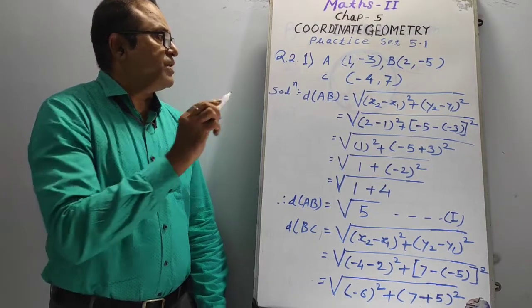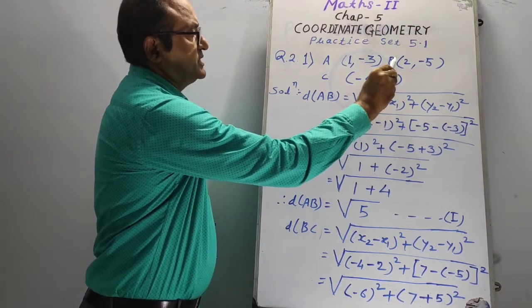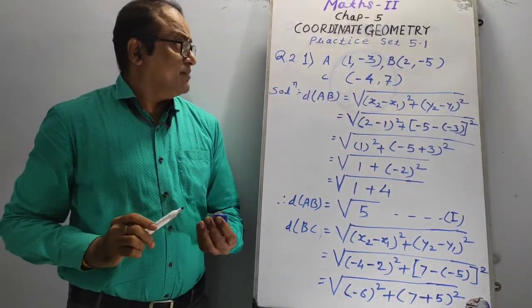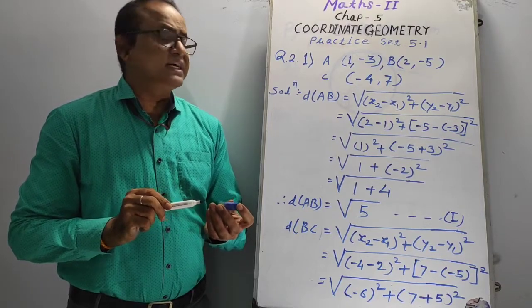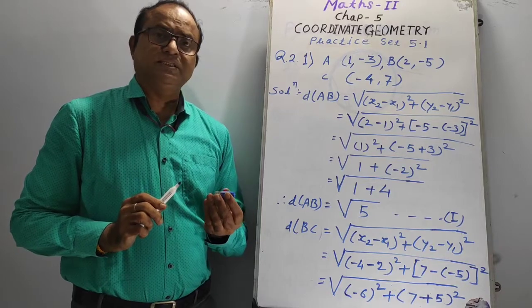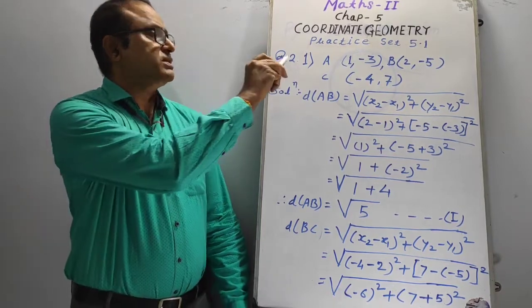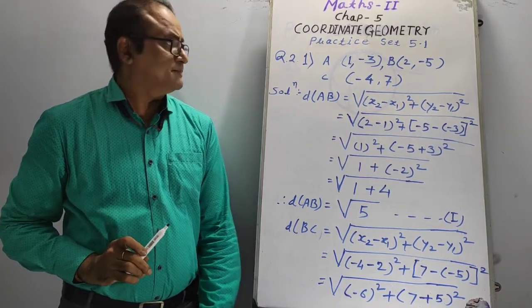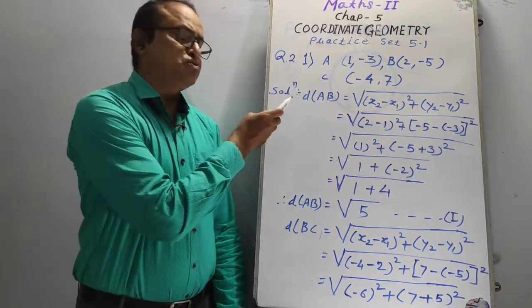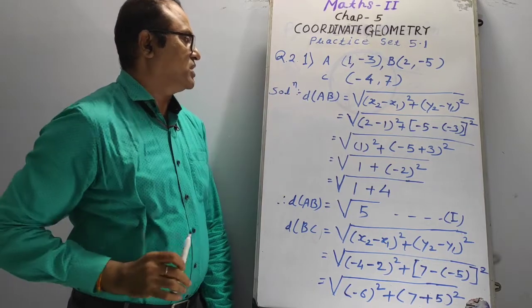First, we have to find distance AB, distance BC and distance AC. And then if the biggest distance is equal to the sum of the other two distances, then the given 3 points are collinear. Let's see. Here also you have to use the distance formula.